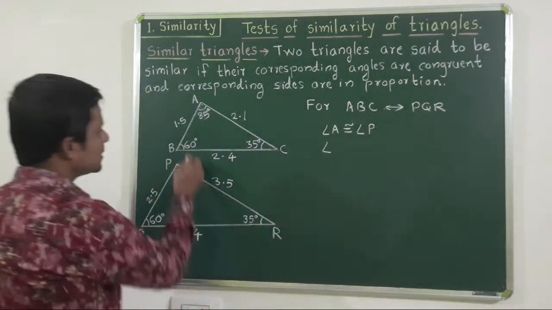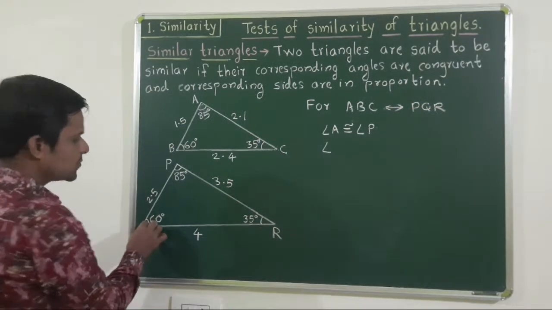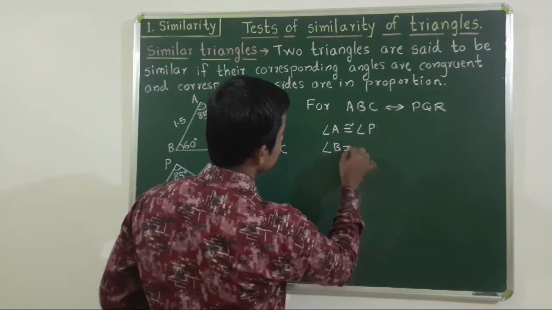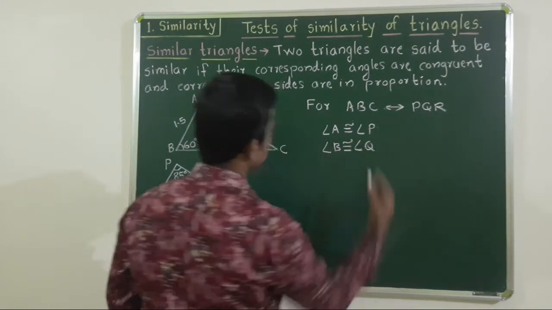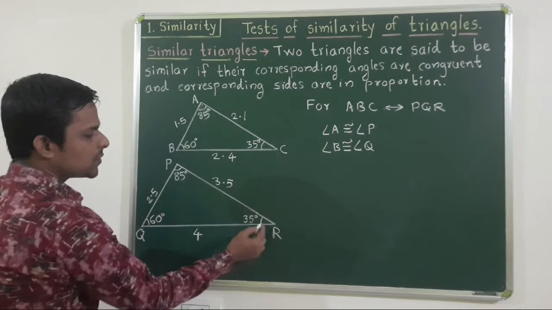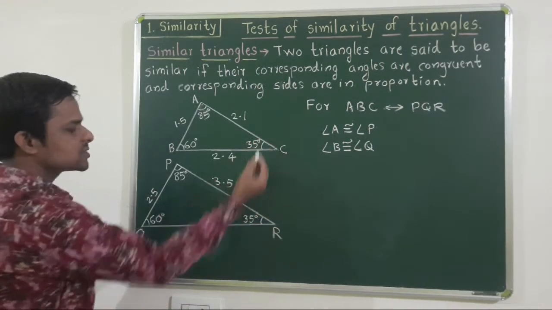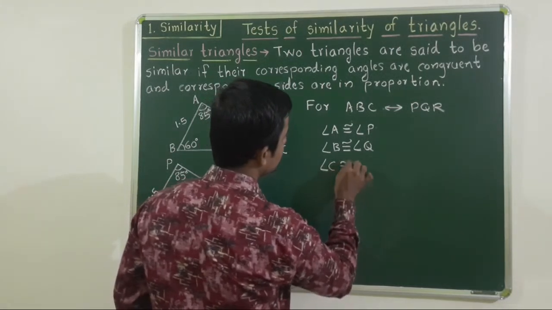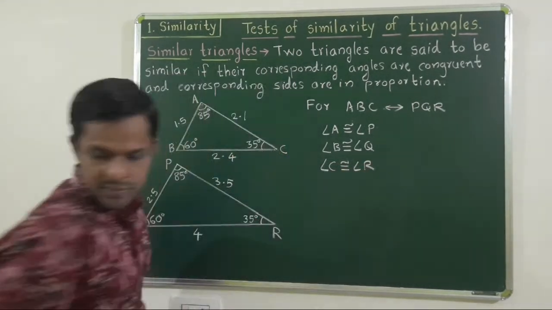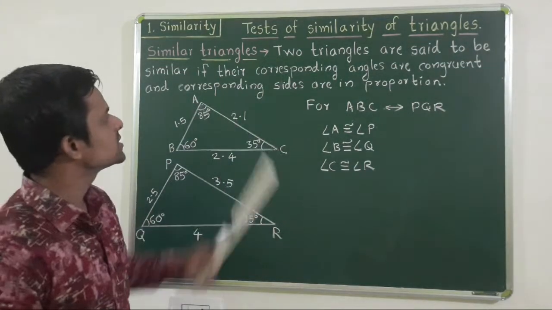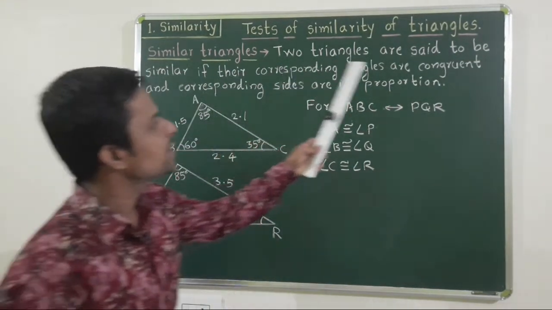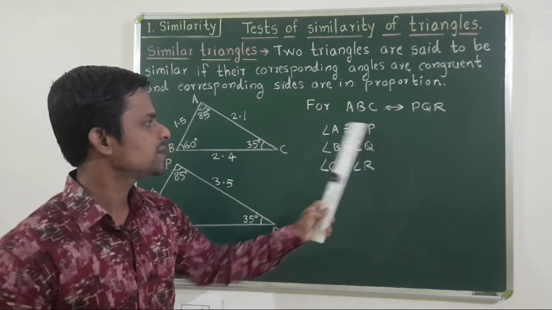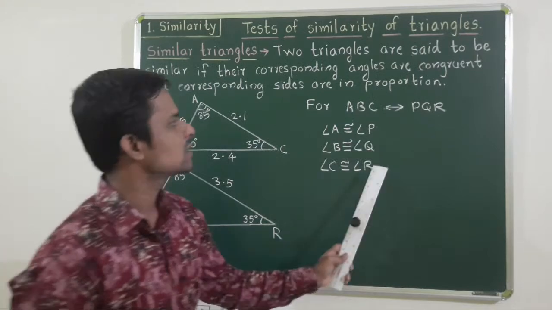Next pair is angle B, given as 60 degrees, angle Q is also given as 60 degrees, therefore angle B is congruent to angle Q. And angle C is 35, R is also 35, therefore angle C is congruent to angle R. Means we got this much part of the definition, that is if their corresponding angles are congruent. A corresponds to P, these two are congruent, these two are congruent, and these two are also congruent.